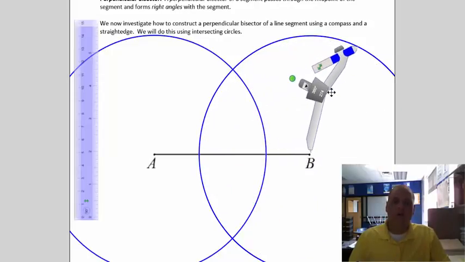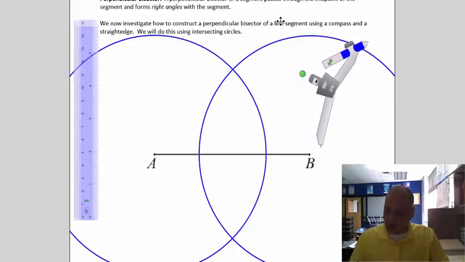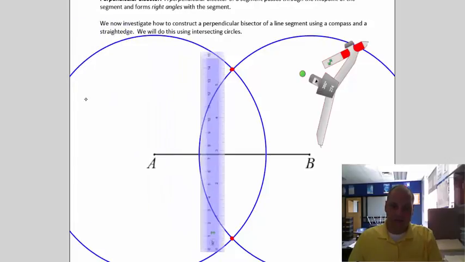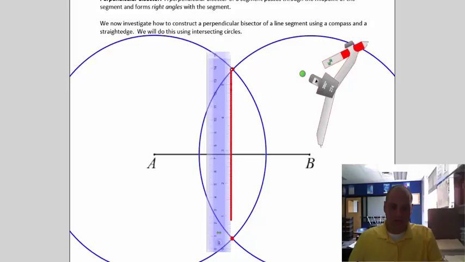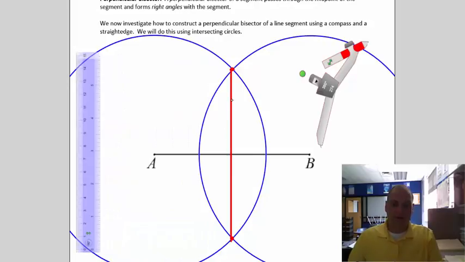Look at that. So what you just did is you created two points where the arcs intersect. Boom, boom. Those two points connect. And watch how they connect. Look at that. Perpendicular. See how it's perfectly up and down? You can mark your right angles there.